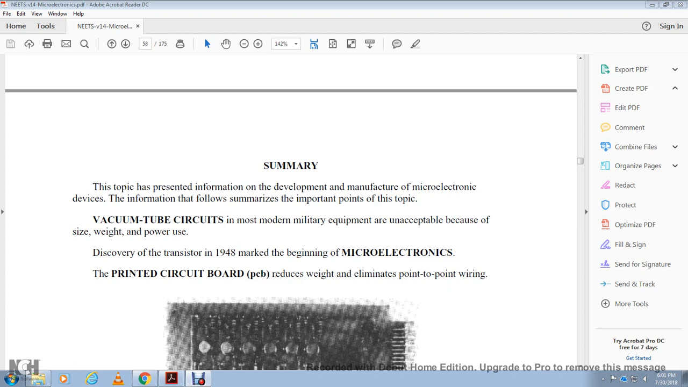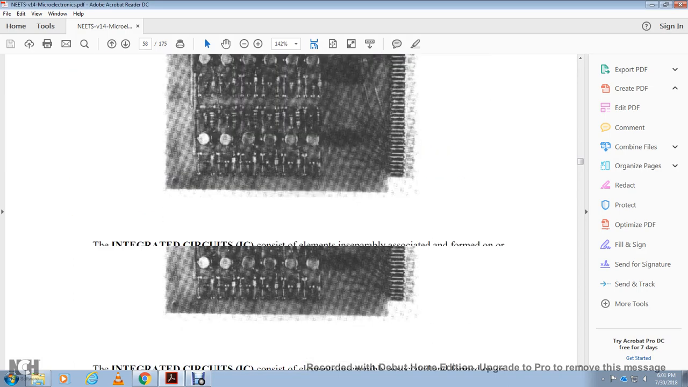Vacuum tube circuits are in most modern military equipment. They unacceptably increase the size, weight, and power use. The discovery of the transistor in 1948 marked the beginning of microelectronics. Printed circuit boards reduce the weight and eliminate point-to-point wiring.